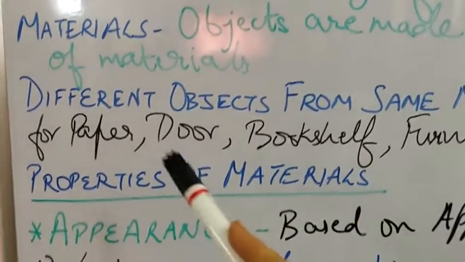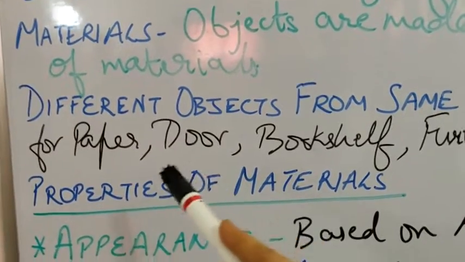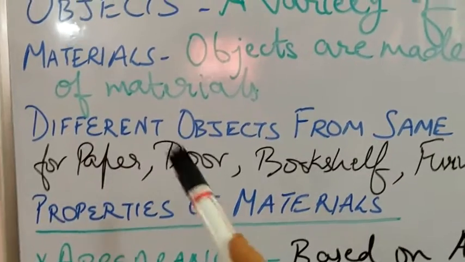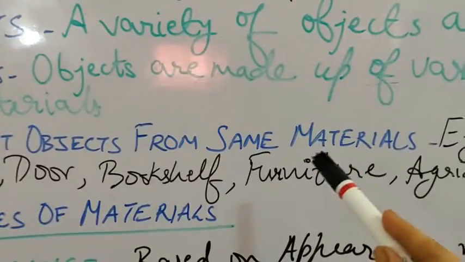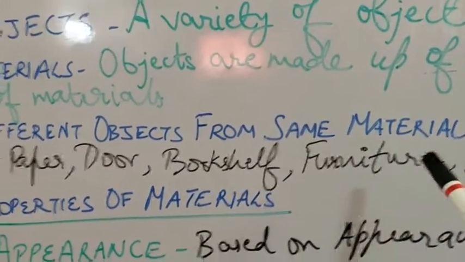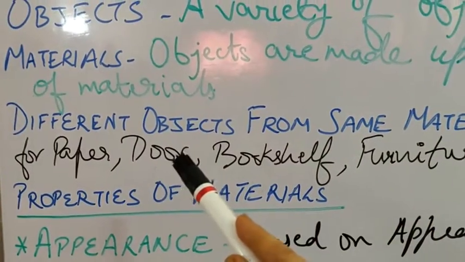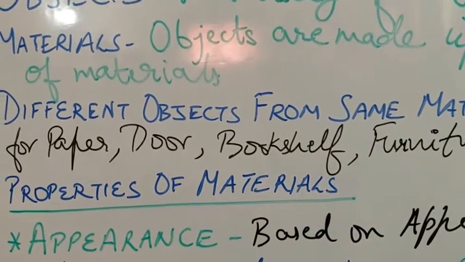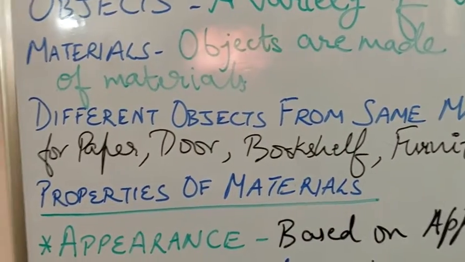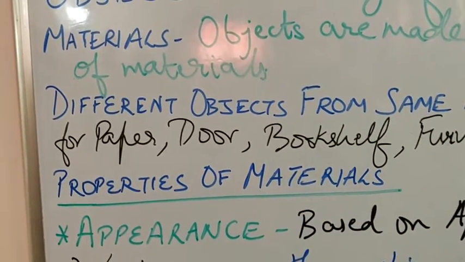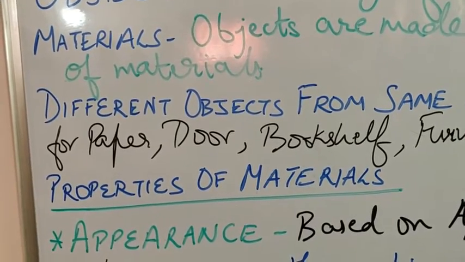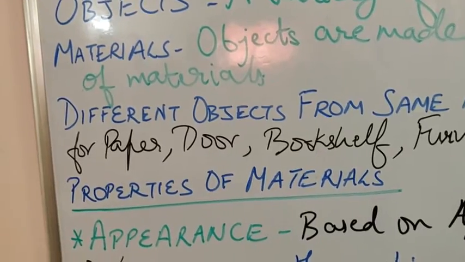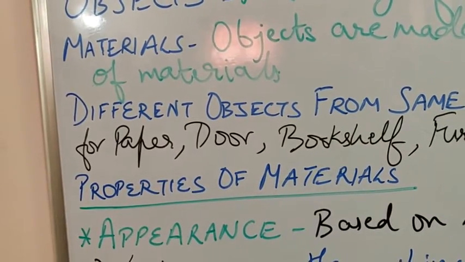Now if we come to objects, suppose a door. Door is an object. Now a door can be made up of different types of materials also. Like a door can be made up of wood, as I have just told you. But a door can be made up of plastic also. A door can be metallic also. So different materials can be used to make the same object.